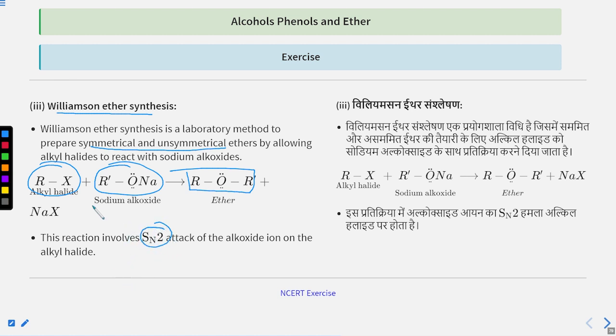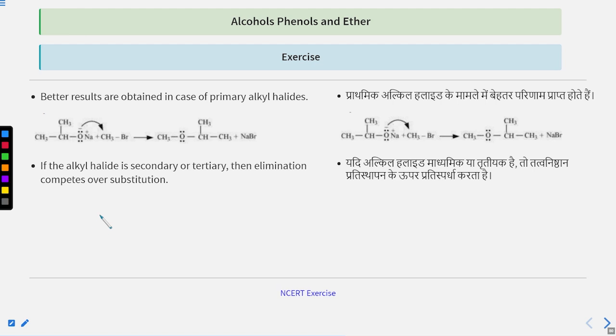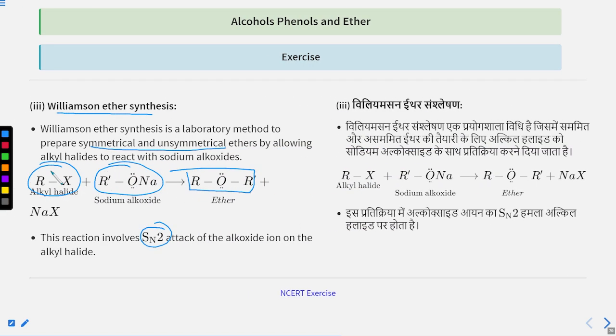So if we have a secondary or tertiary alkyl halide, then that would give us a low yield. Okay, so this is very important. In case of tertiary halide, it gives an elimination product rather than a substitution product. If the alkyl halide is secondary or tertiary, then elimination competes over substitution. So this is very important. You can use only primary alkyl halide here and no other alkyl halide other than primary.